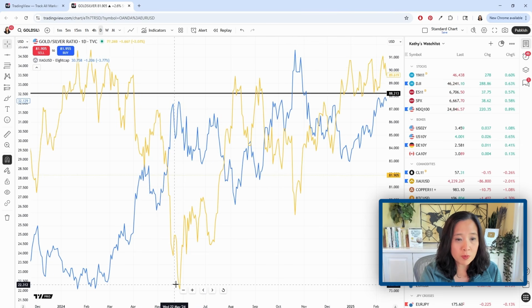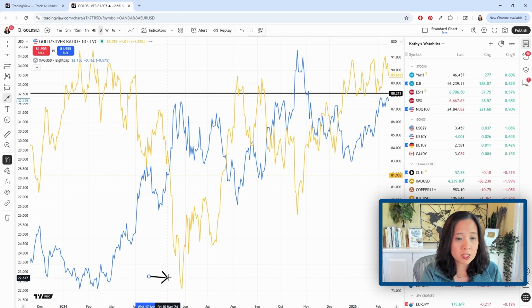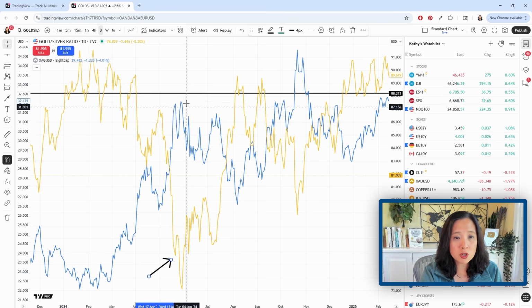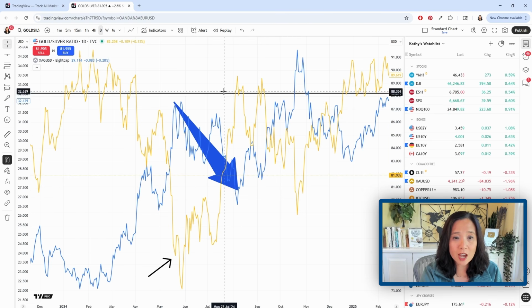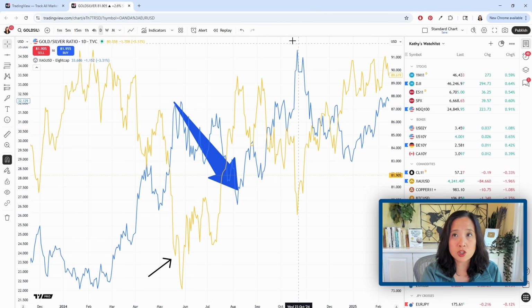When you have a sharp drop in the ratio, that means that silver is getting expensive relative to gold. So perhaps you should sell silver. So here we have the ratio getting very, very expensive. It drops sharply somewhere around here. So you should be looking for opportunities to sell silver. And if you did, you would have sold silver somewhere over here and participated in this overall decline in silver. So that's how you can use the gold to silver ratio for trading.